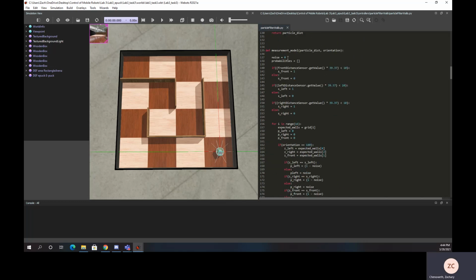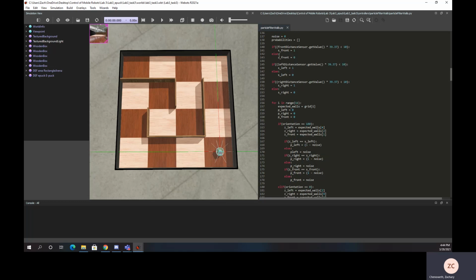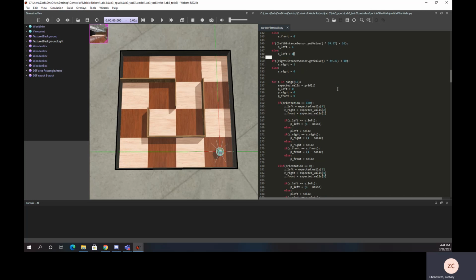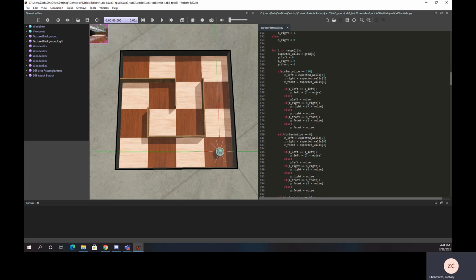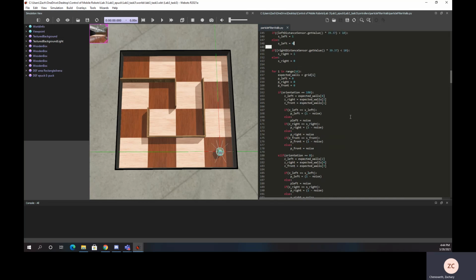Here we have our measurement model. Because this is a non-noise solution, our noise is going to be 0. I have a list that holds all of our probabilities. We're going to start out by getting the distance sensor readings. So we're going to read the distance sensors and check if there's a wall. If there is a wall, we're going to set the S values to 1. Otherwise, we're going to set them to 0. And then we're going to check those compared to the expected values to get the probabilities.